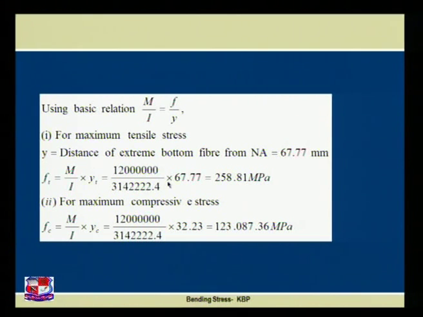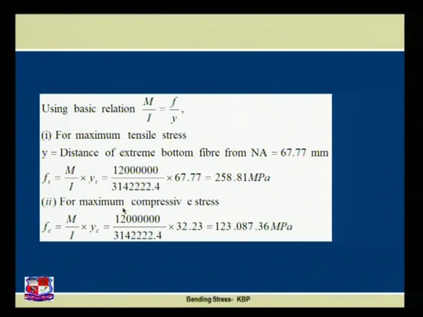Using our basic fundamental relationship M over I is equal to F over Y, to find the maximum tensile stress, and the maximum tensile stress will be at the extreme bottom fiber. So Y bottom is 67.77. We put the values, F T is equal to M over I into Y T. Putting in all these values, we get 258.81 Newton per mm square or megapascal.